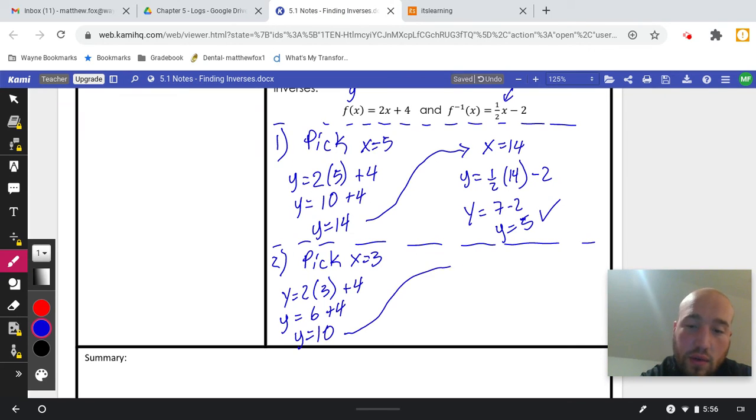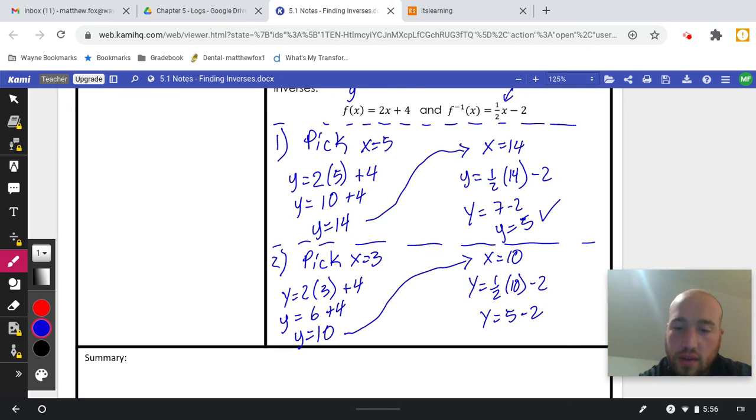Then we take that value and we plug it in, and we have x equals 10, and we plug that value in. Half of 10 would be 5 minus 2, gives us y equals 3. As you can see, that was our original, and we have shown it 2 times.